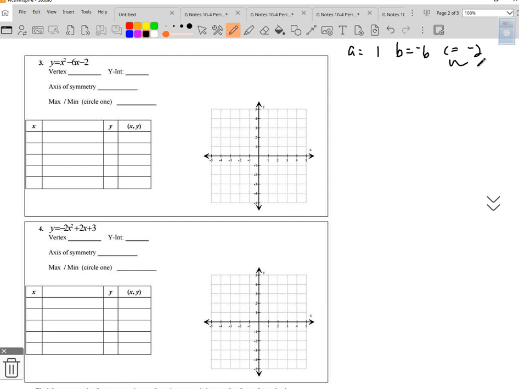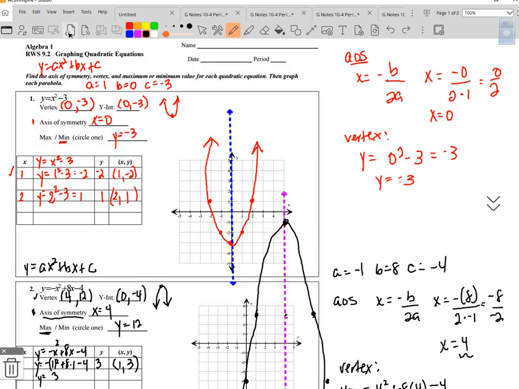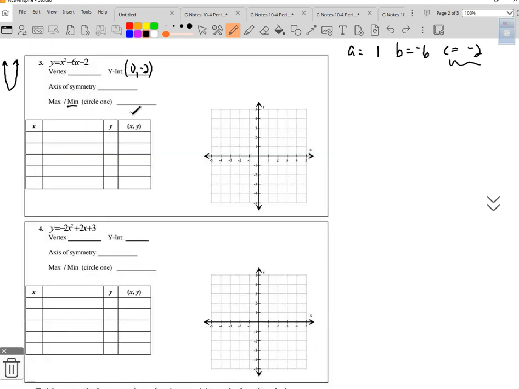So I know my y-intercept is -2. I can go ahead and put that in. This is a positive number, so I know my parabola opens up. So I know it's going to be a minimum. Did we put it in? Yeah, we did put our maximum in there. Okay. I don't know what my minimum is yet because that's the y-coordinate of our vertex. Remember, our vertex is an ordered pair.